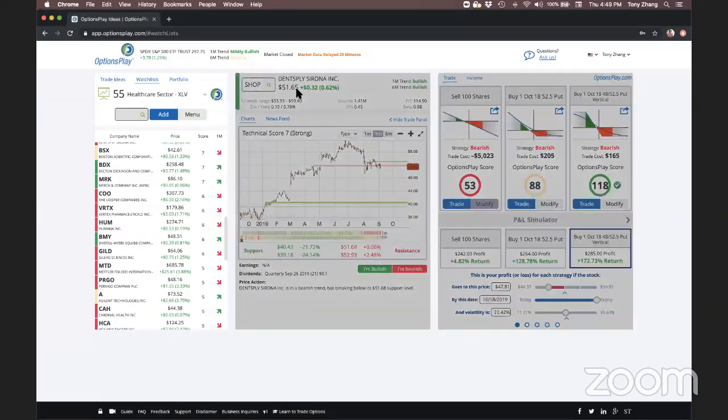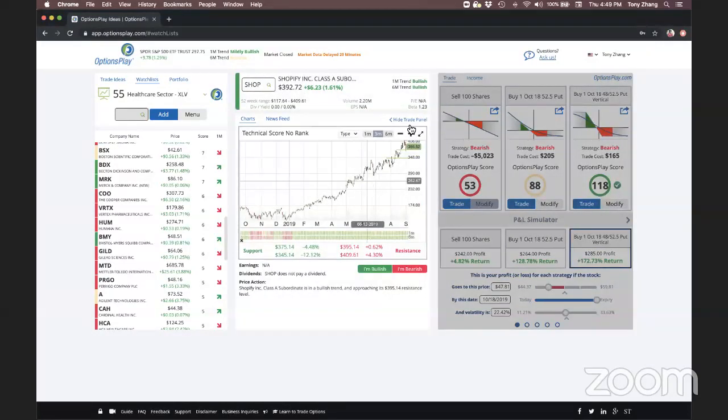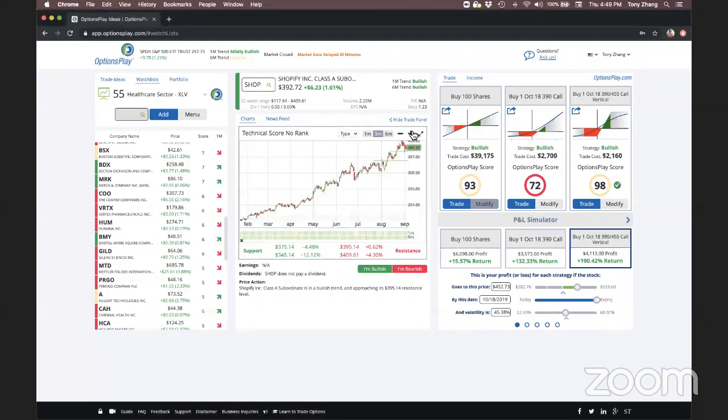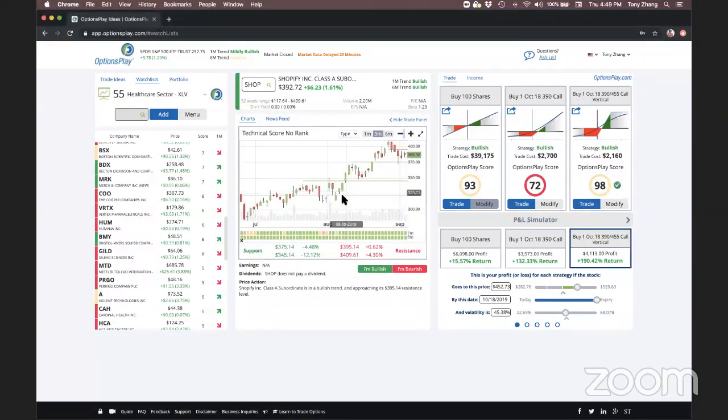So let's look at Shopify. Shopify, this is a clear strong stock. As you can see, strong relative strength, 1 month and 6 month trend is bullish. Hard to argue with this, hard to go short this, but I will say the fact that it's been bullish for so long is concerning, meaning I do think it's sometimes late to get into a name like this.